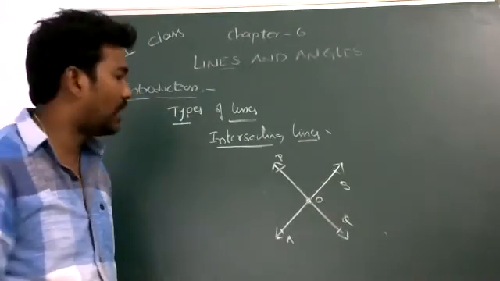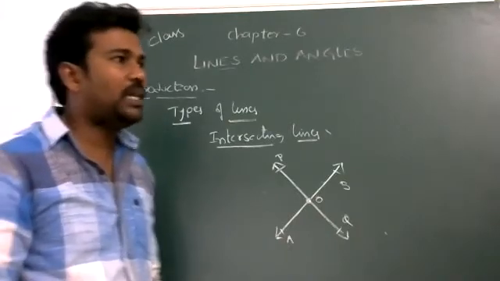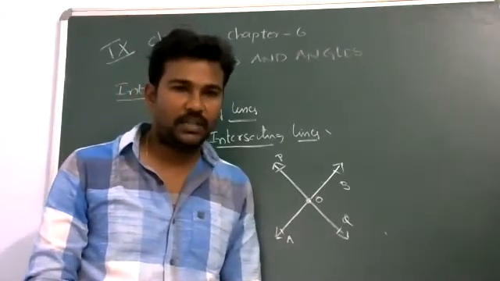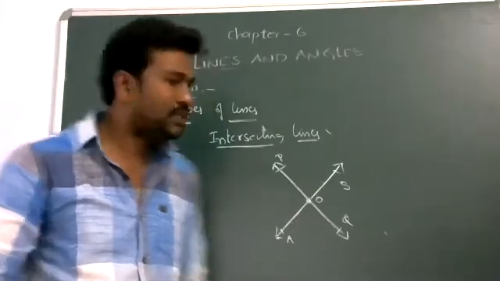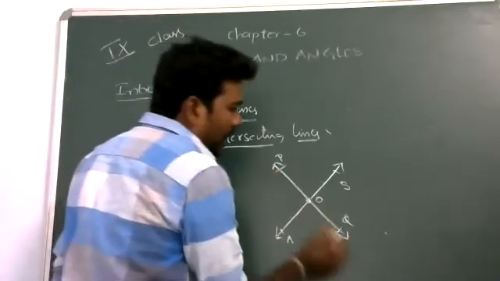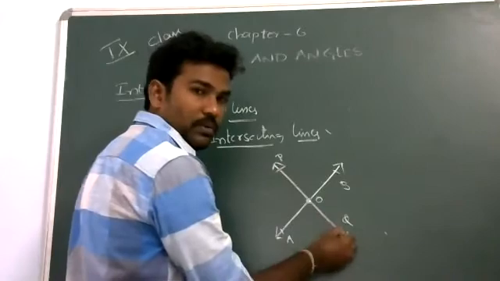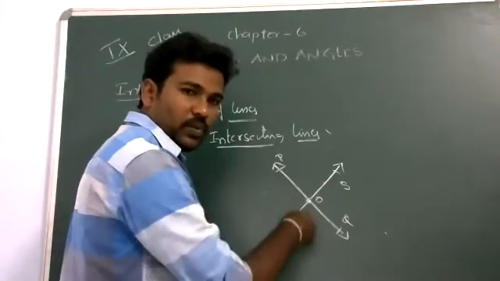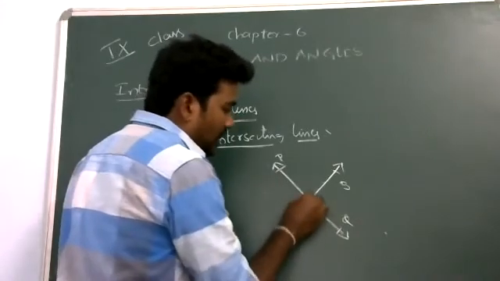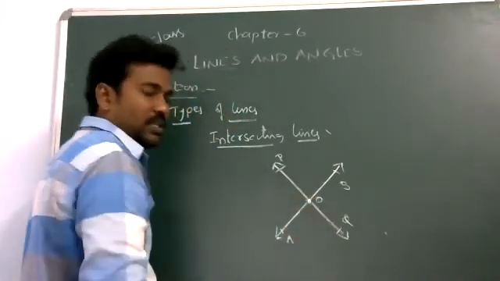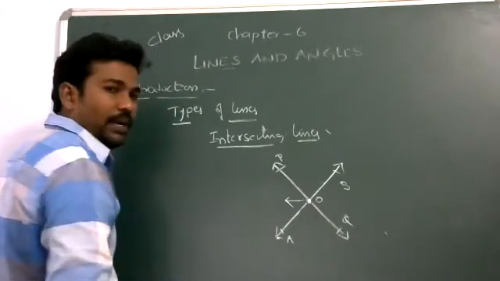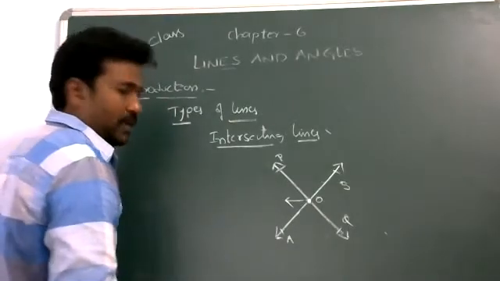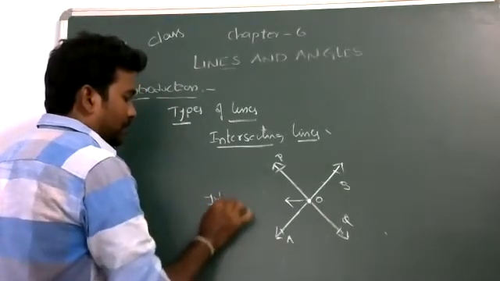Once again, I am going to recall this one. If two lines have a common vertex, here you can see POQ, here O is there. Similarly, AOB, here also O is there. So this is the common vertex, and this vertex is called the point of intersection or intersecting point.